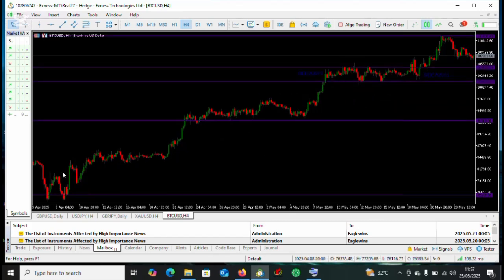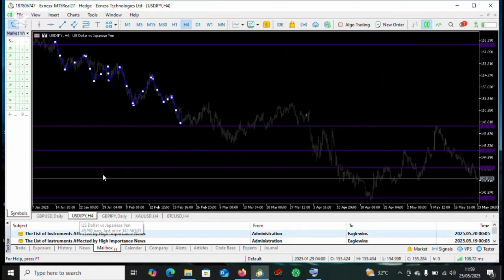Another chart, if you see here on USD JPY, it has been making a massive downtrend because it keeps moving on higher lows and lower lows, just continuously like that. If you are able to spot this trend, it will help you identify where you enter your trade with proper risk management.